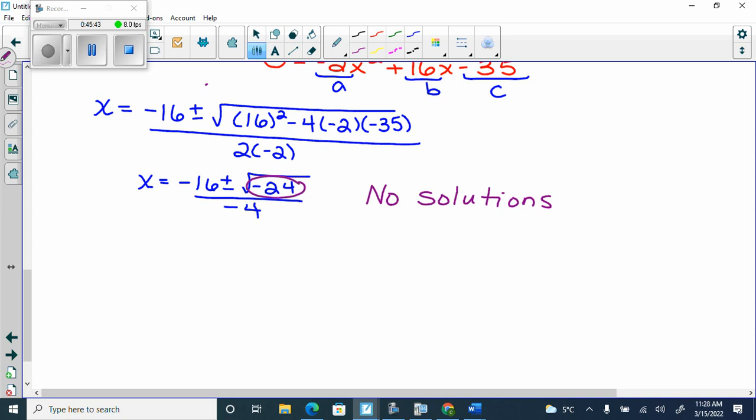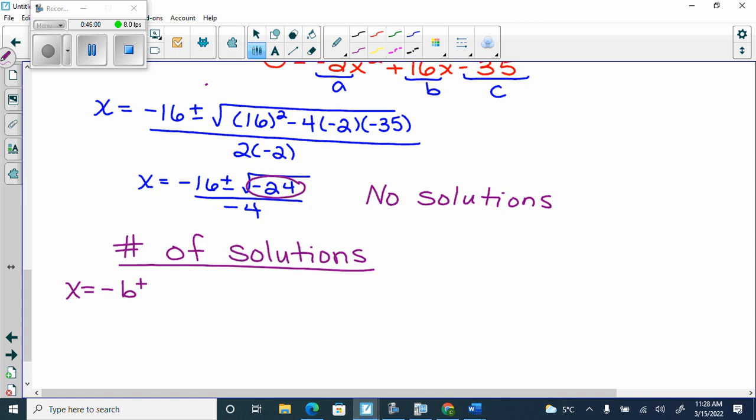We agree? But if I want the number of solutions, what do I only care about? What's under that radical, correct? That's all I care about. So if I have x equals negative b plus or minus the square root over 2a, I really only care about this. Why? If that was greater than 0, what happened? How many solutions did I get? I got 2 solutions, correct?